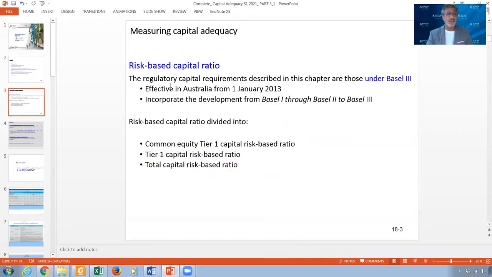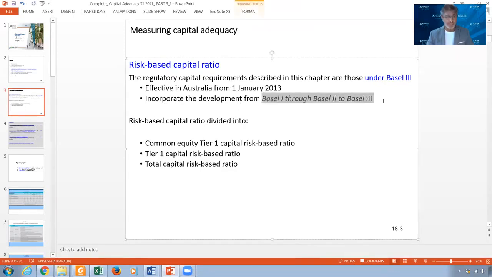Let's first identify the risk-based capital ratio. The regulatory capital requirements described in this chapter are those under Basel III. They are effective in Australia from January 1st, 2013, same thing in Malaysia. It incorporates the development from Basel I to Basel III. But actually, we are not concerned about Basel I or Basel II, we are concerned only with Basel III, which is effective now in Malaysia, Australia, and so many countries.